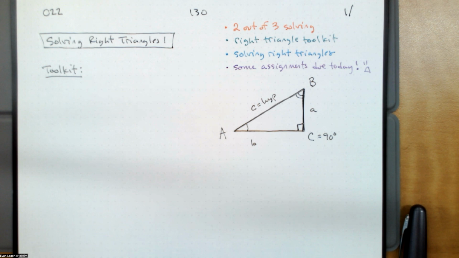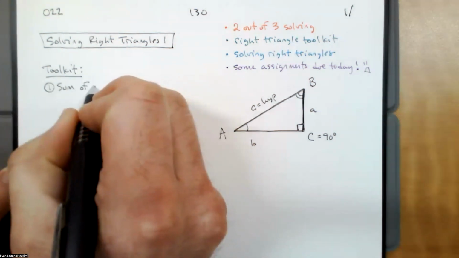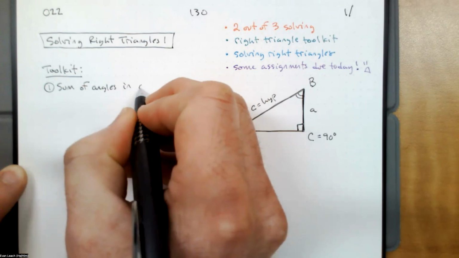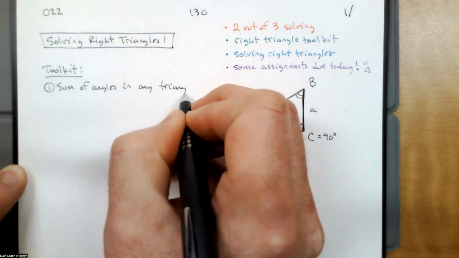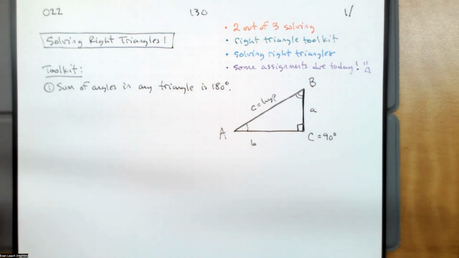In our toolkit, the first thing is the thing that applies to all triangles. The sum of the angles in any triangle is 180 degrees. In terms of this triangle, with angles capital A, capital B, capital C, and sides little a, little b, little c opposite those angles, respectively, we could say that capital A plus capital B plus capital C is equal to 180 degrees.